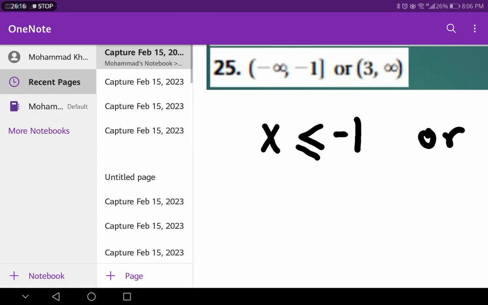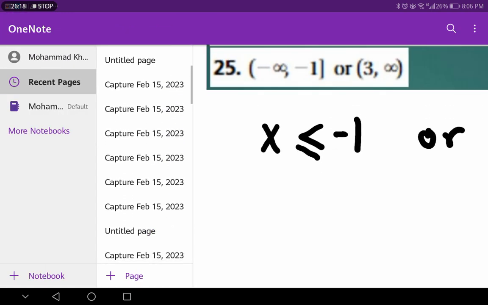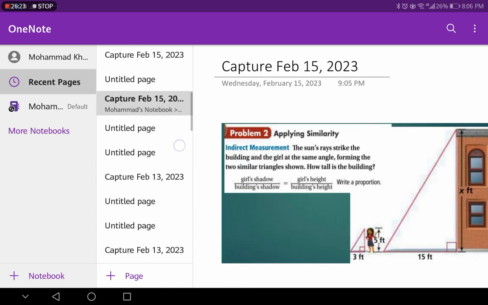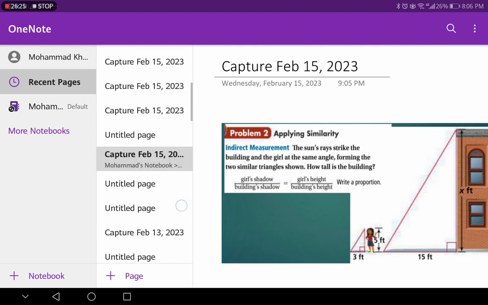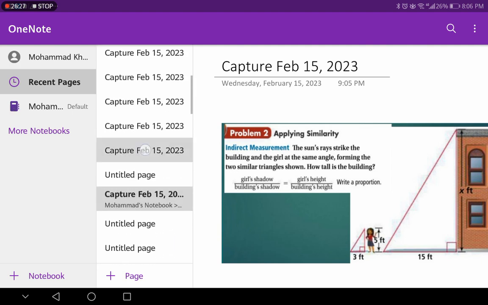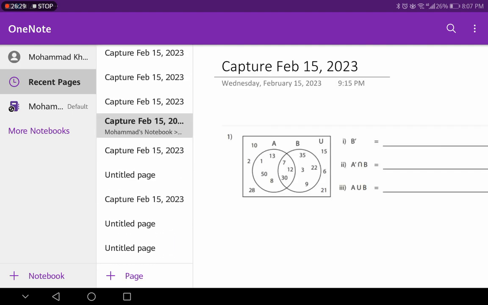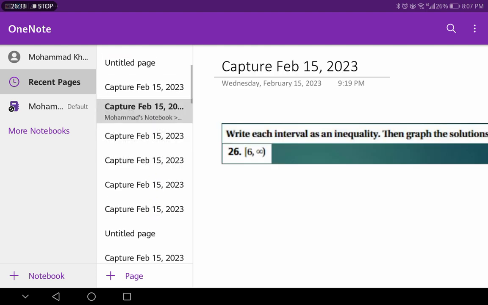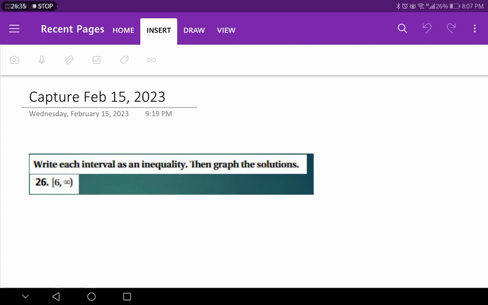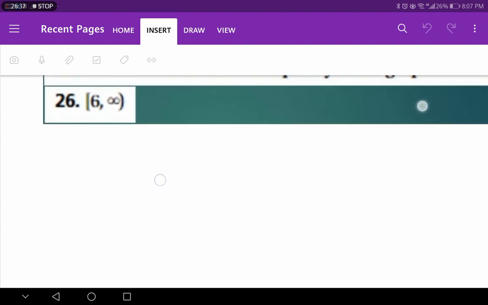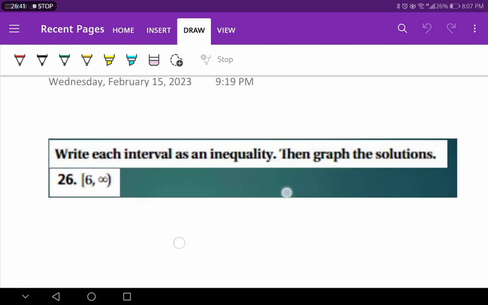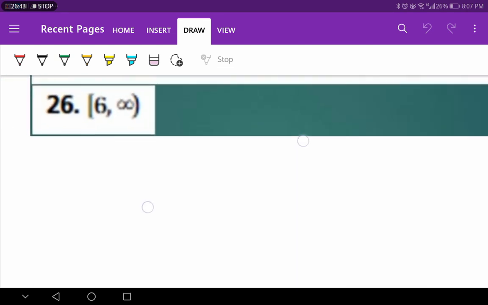One more question. Not this. Not this. I'm coming for you. Okay. Where is it going? Yes, this one. It is for you. The same story. Write it as an interval. He asked me to graph. Then graph. Okay, I will graph it. Don't worry.